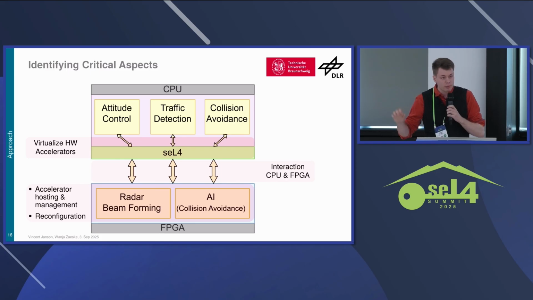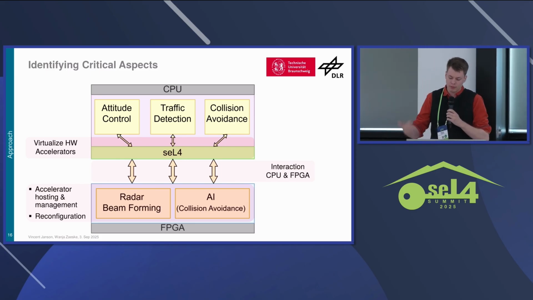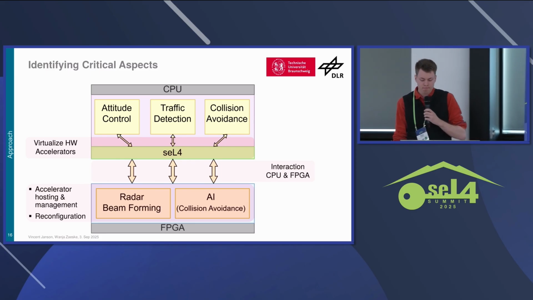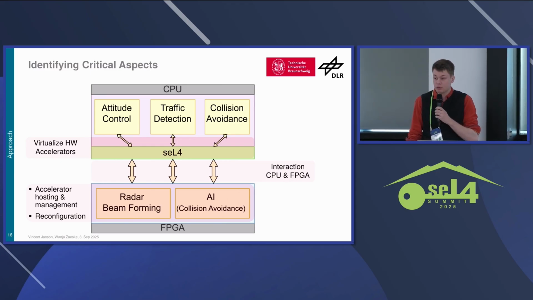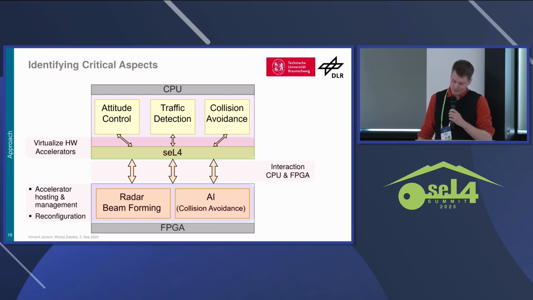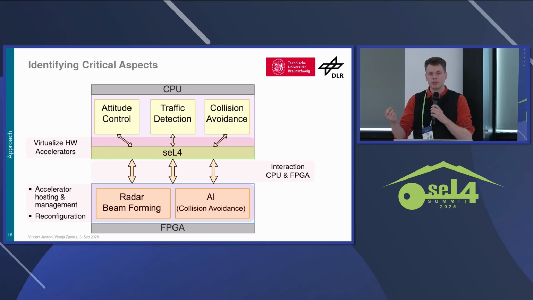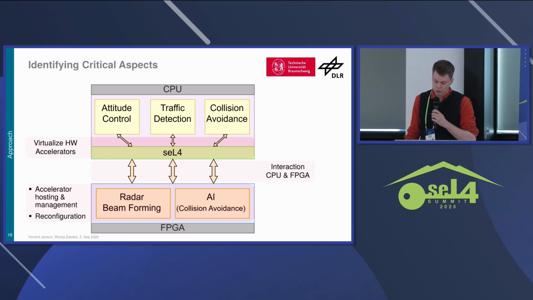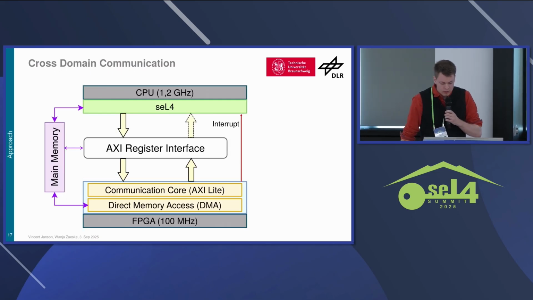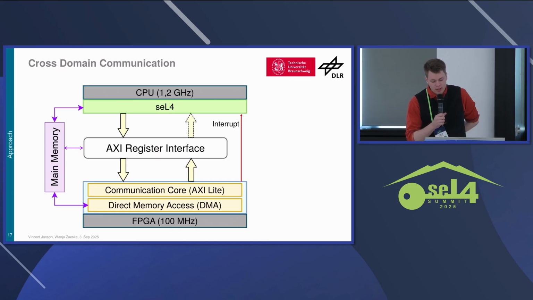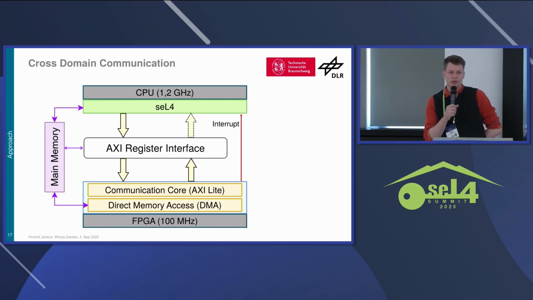Now we have these two domains, the PL and the PS, the programmable logic and the processing system. And these need to communicate. So the third critical aspect of this implementation and this ambition is that we need to get the interaction between the CPU and the FPGA to work just right. So in particular, how can we do this cross-domain communication?